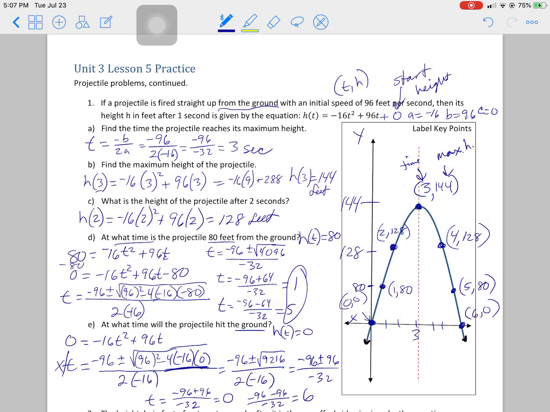So there are my two intercepts at 0, 0 and 6, 0 are my x-intercepts. Okay? This 0, 0 is also what? The 0, 0 is also my y-intercept, right? That's where that's going to hit.